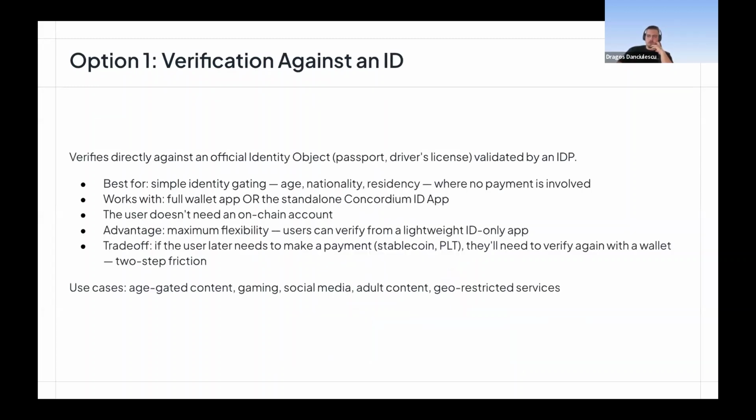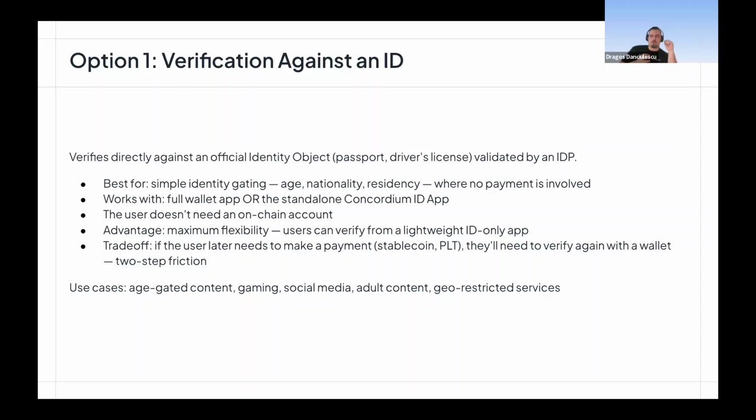Now, for option one, where we're verifying against an ID, the user will verify against an official identity object. This could be a passport or a driver's license. This is the one that you create in the wallet initially. This is best for simple identity gating. So if it's about age, nationality, or residence, you can't allow somebody from a certain country to enter your website, for example. There will be no payment involved from the user.